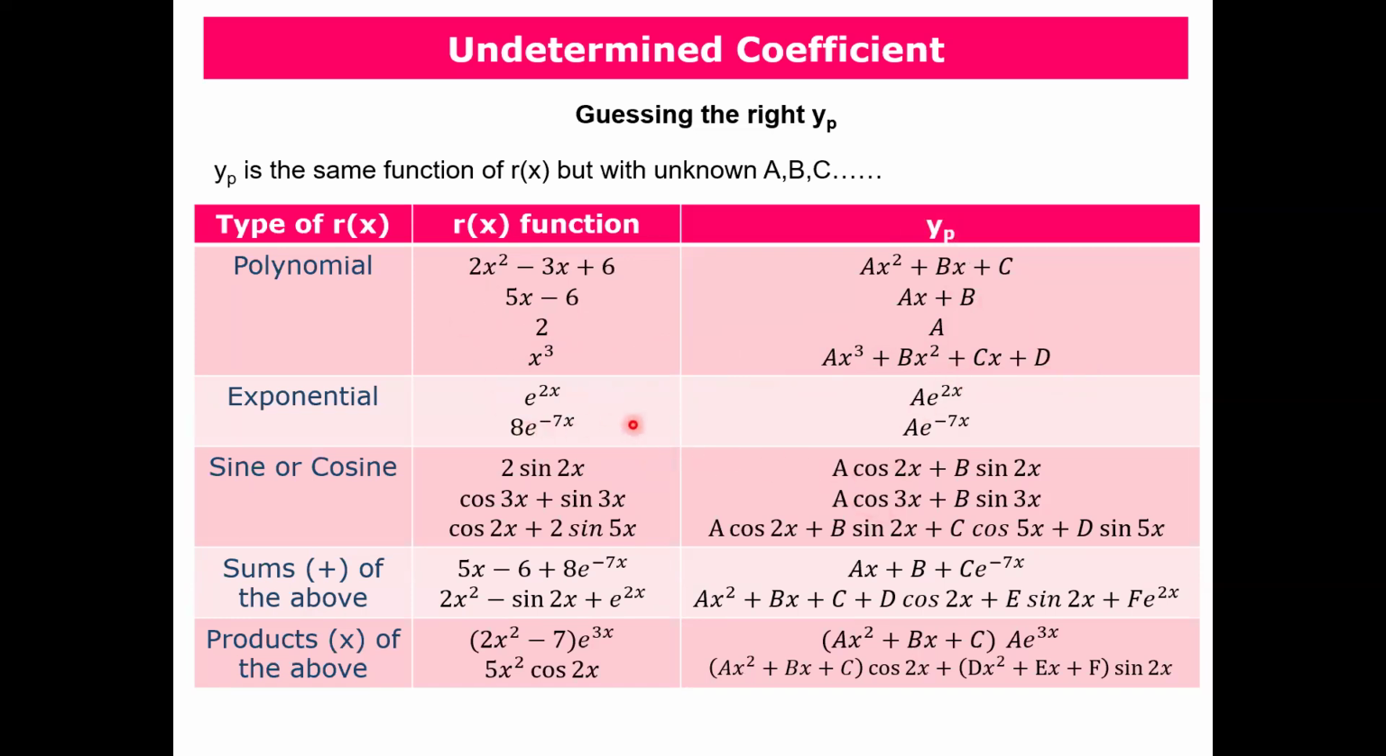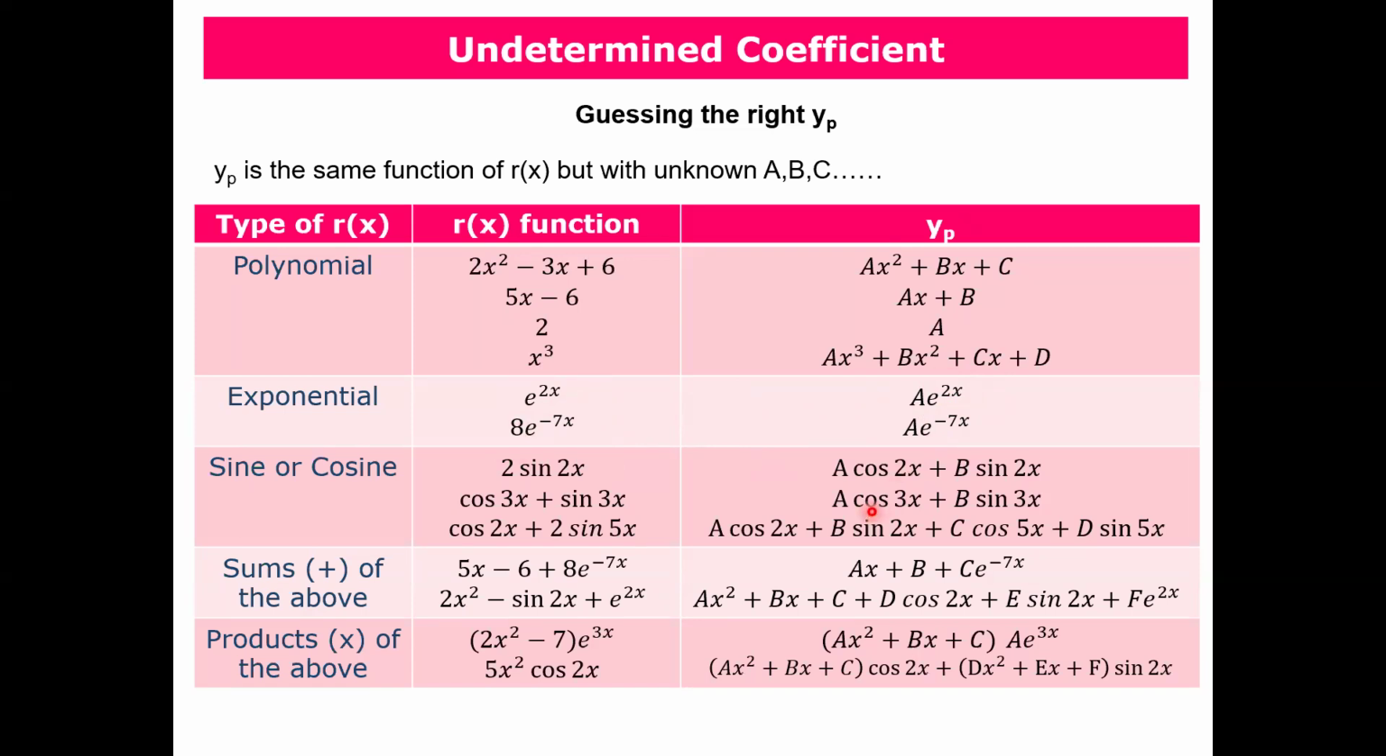For exponential, the first example is exponent 2x. There is a constant of 1 here that's invisible. So just substitute that 1 constant with A, and the 2x here remains, okay? Similarly, for the second example, the 8, the number here, is changed to A.